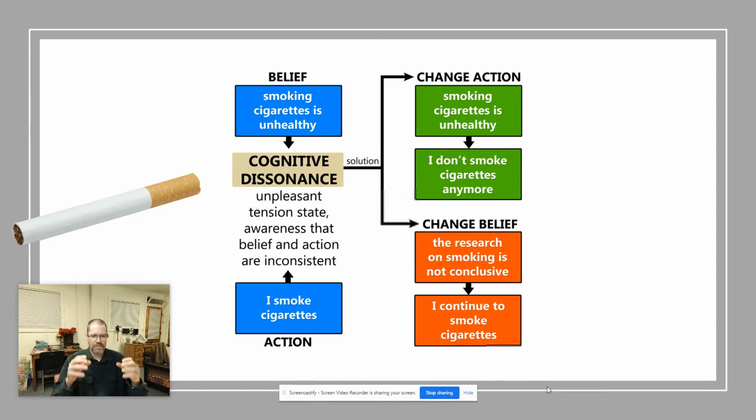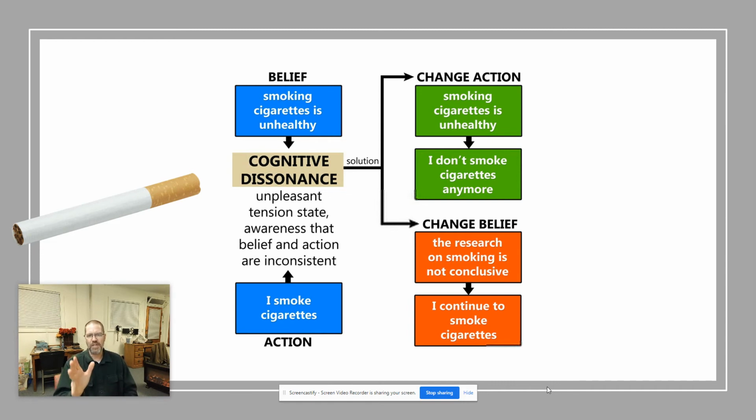Unpleasant tension state. It's the cognitive dissonance, where there's an awareness that the belief and action are inconsistent. So if your belief is that smoking is unhealthy, and then the action is that you smoke, there's going to be cognitive dissonance. Every day the smoker, if they really believe it's so unhealthy, but they're hooked on these things and smoke them, is punishing themselves. They want to quit, but they can't.